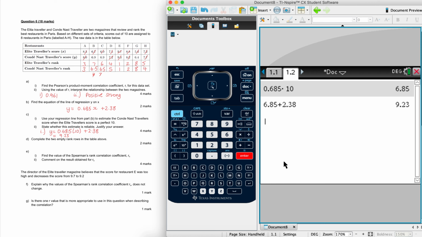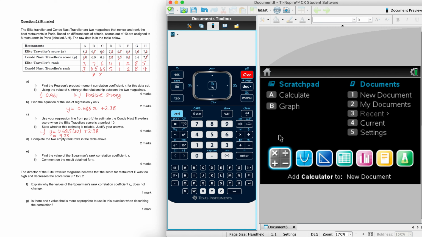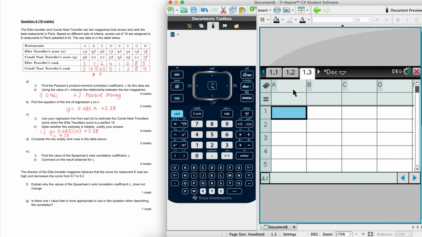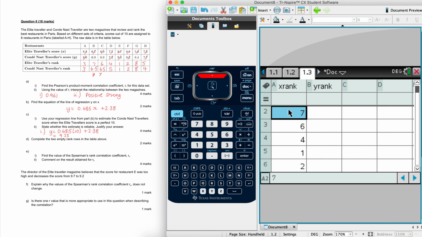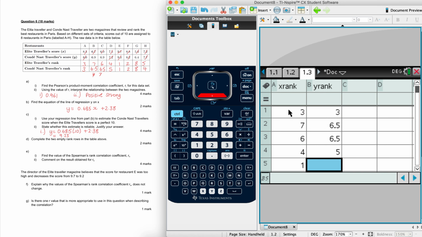So I'm now going to find my Spearman's rank correlation coefficient. To do this, I now need to put them into a spreadsheet with my new values. So this time I'm going to call it X rank and Y rank. So my X rank is 3, 7, 6, 4, 1, 2, 8, and 5. And then my Y rank is 3, 6.5, 6.5, 5, 1, 2, 8, 4.